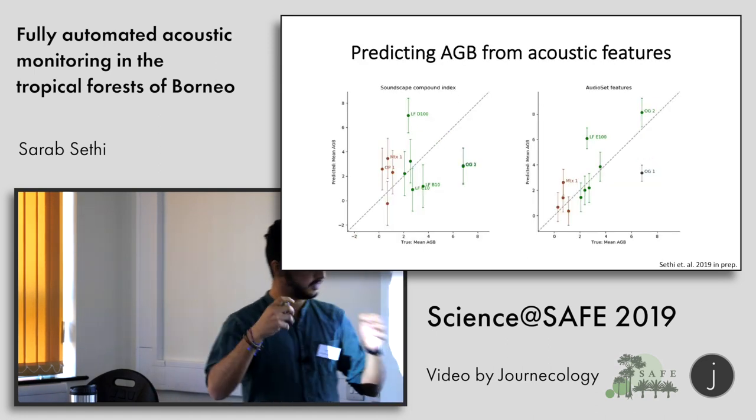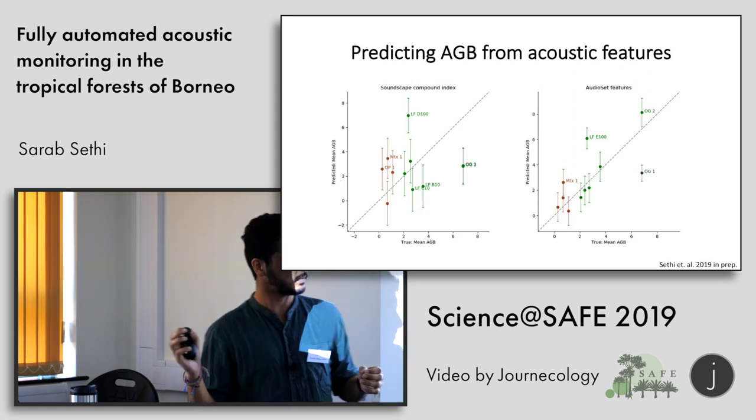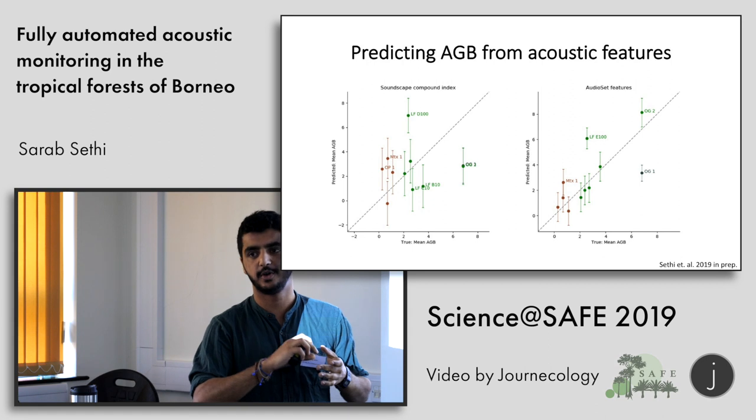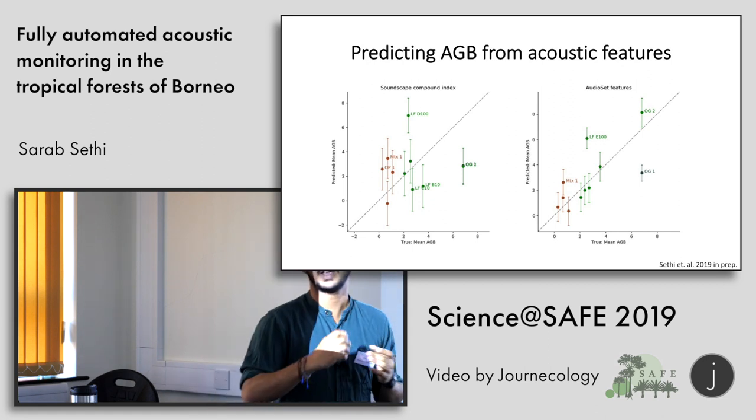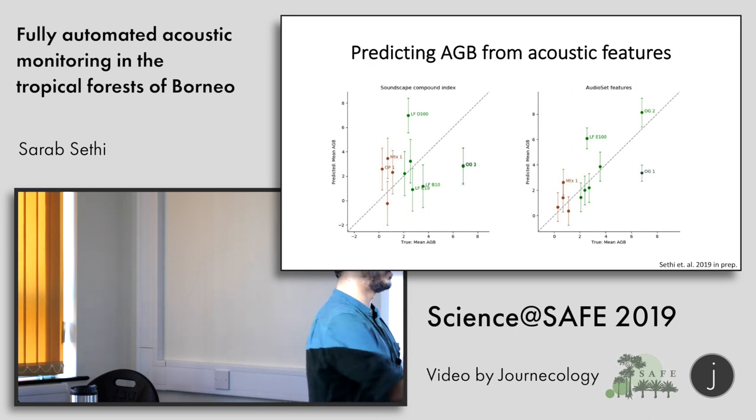Here I've done some predictions. Taking the mean feature vector at each of our sites over 24 hours, I've asked, can I predict the above ground biomass at this site? So doing some sort of leave-one-out cross validation, basically I say for this site, ignore this site when I train my model, just a simple linear regression. What can I predict where this site would lie?